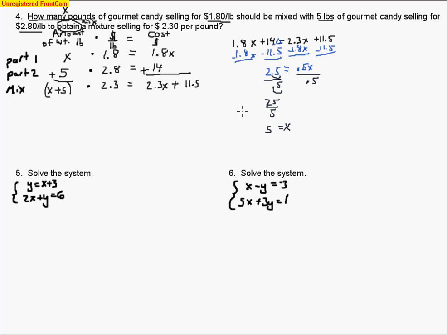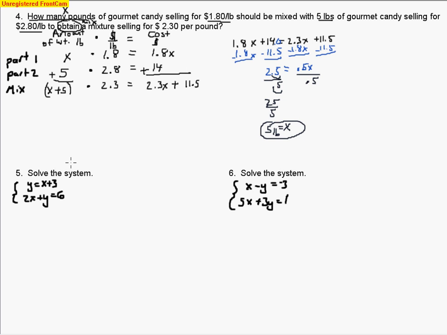Well, what's x? X is weight. It tells us right in here. That's why we put headings here, so we can figure out what our variables represent. 5 pounds of candy selling for $1.80 per pound. Well, the last two problems are just going to be systems.